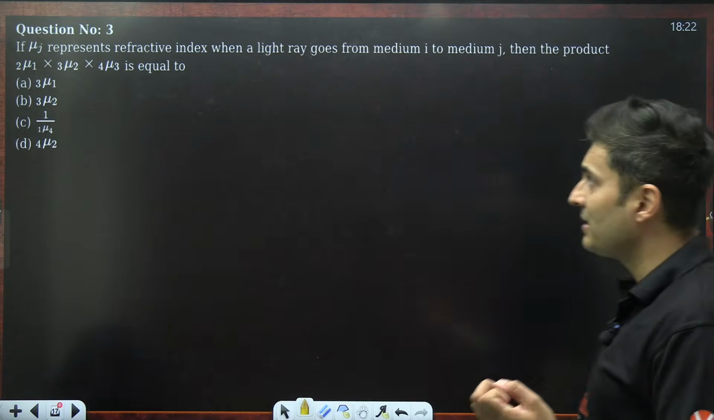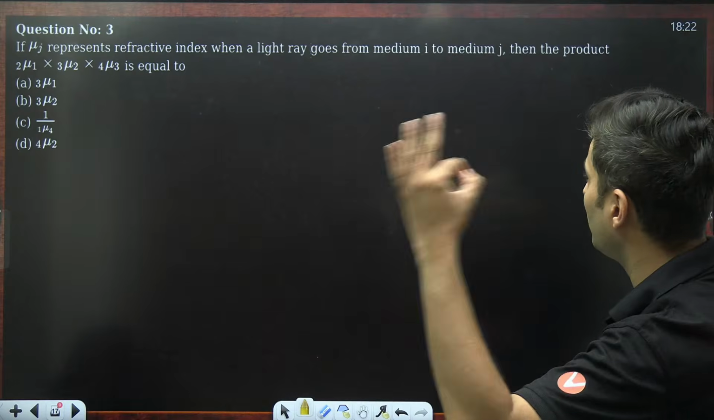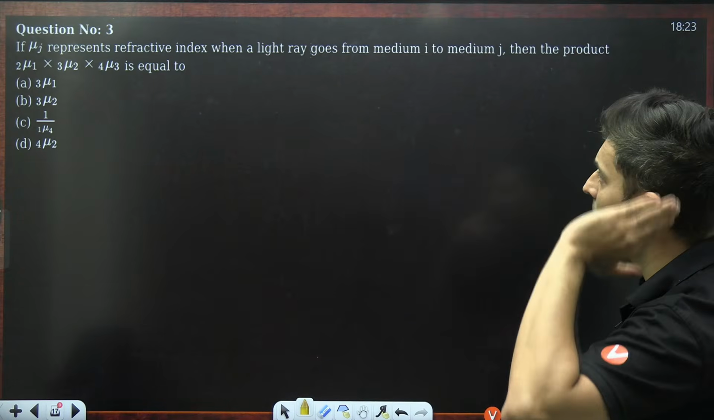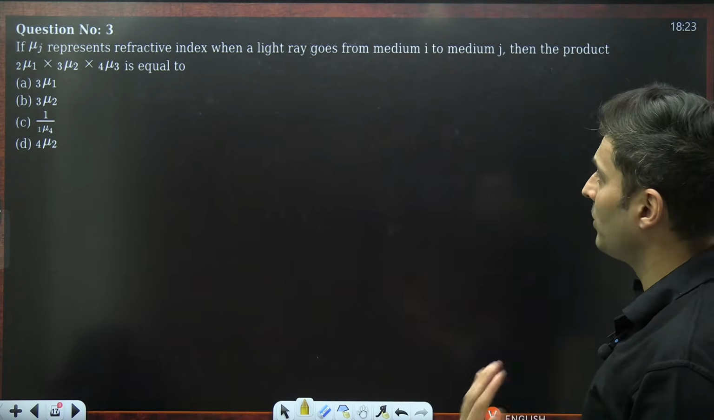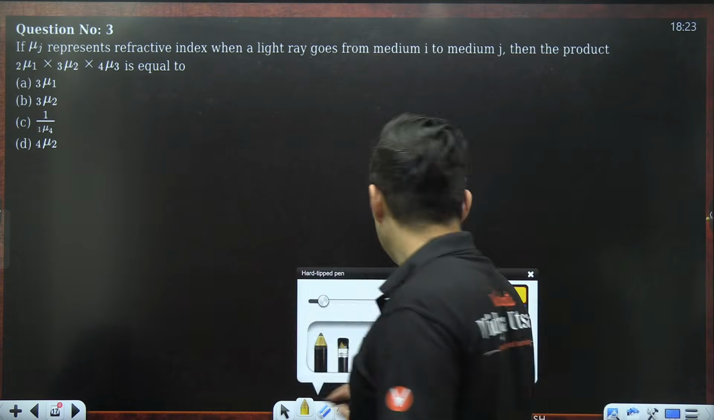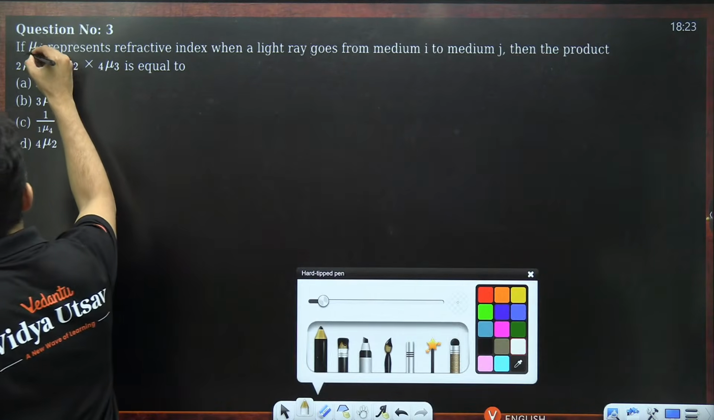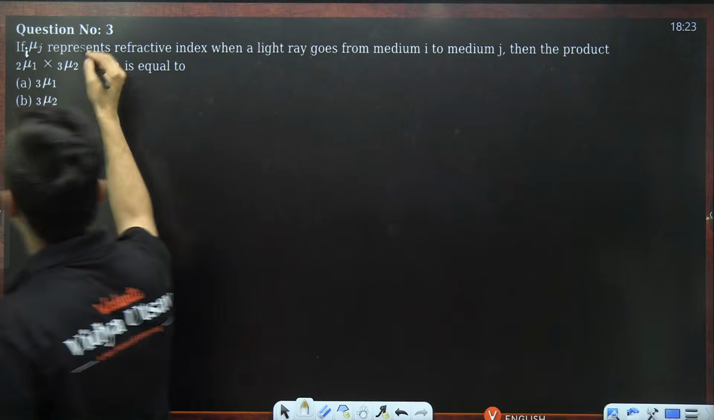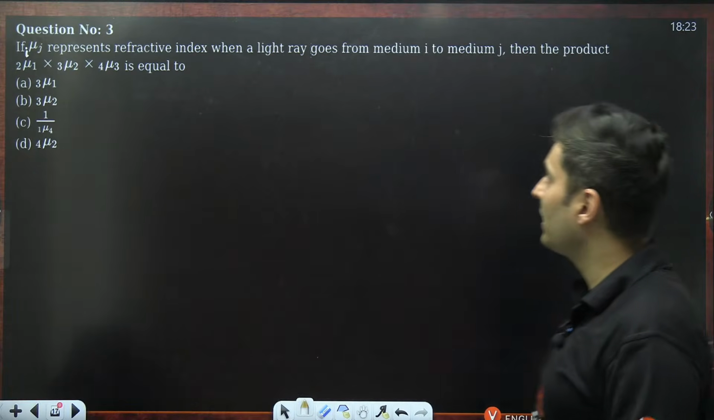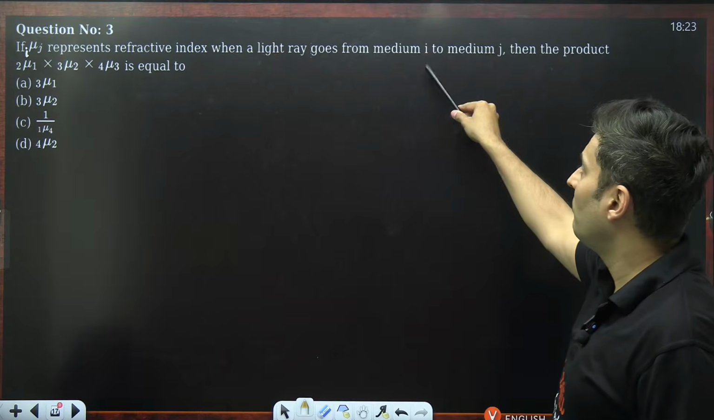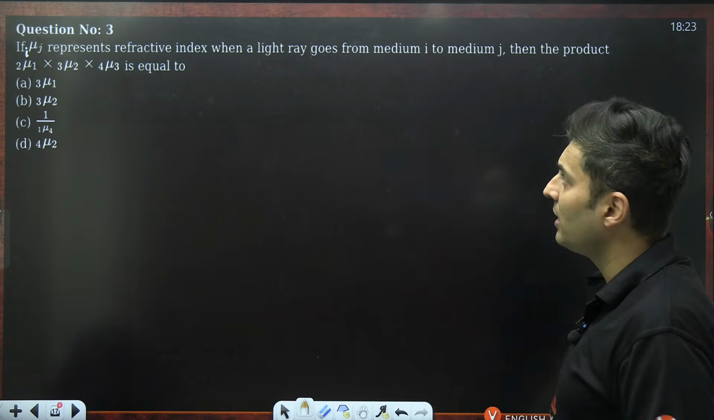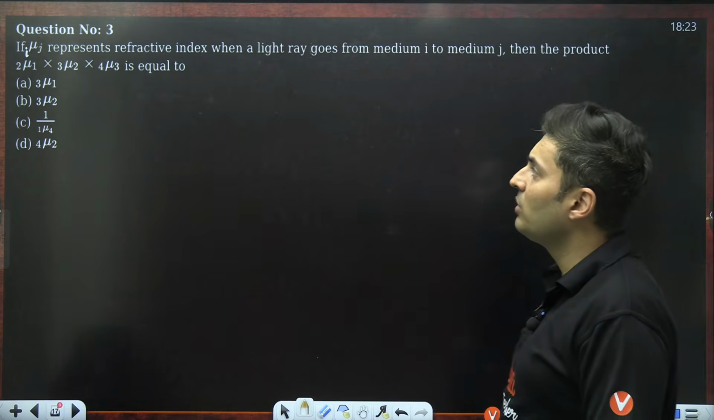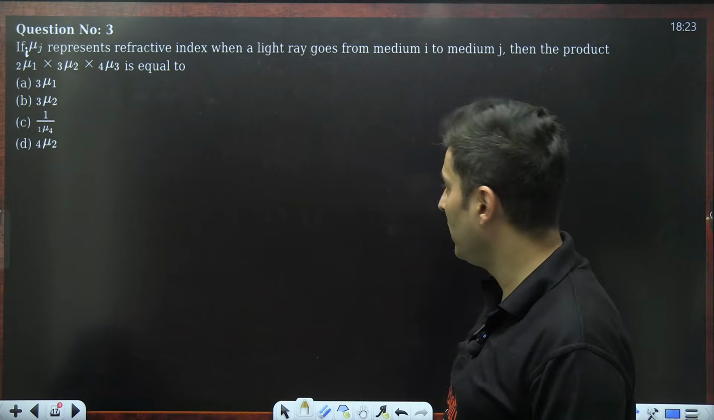If i mu j represents the refractive index when a light ray goes from medium i to medium j, then the product 2 mu 1 into 3 mu 2 into 4 mu 3 is equal to. I think i is missing somewhere here. Yeah, if i mu j is the refractive index when light goes from i to j, then the product is equal to?